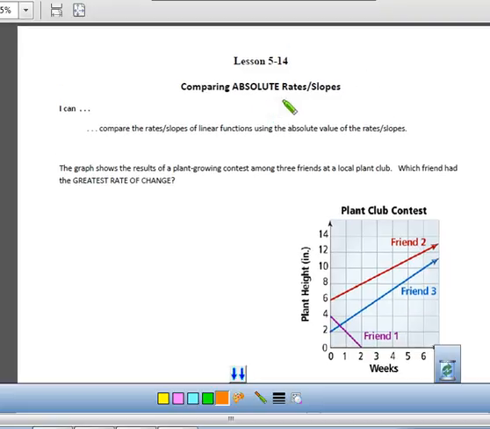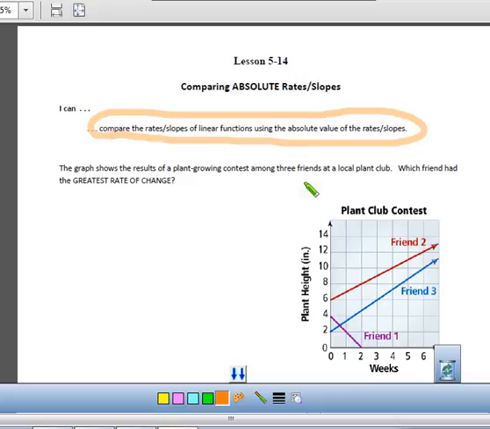So, the learning target for this is I can compare rates or slopes of linear functions using absolute value of the rates or slopes. So what we're doing is, by taking the absolute value, we're going to be saying that it doesn't matter if the rate or the slope is a positive or a negative. We want to compare which is greater, because sometimes it could be greater, but it's a negative number, and people think of negatives as actually being smaller. So we take them as an absolute value.